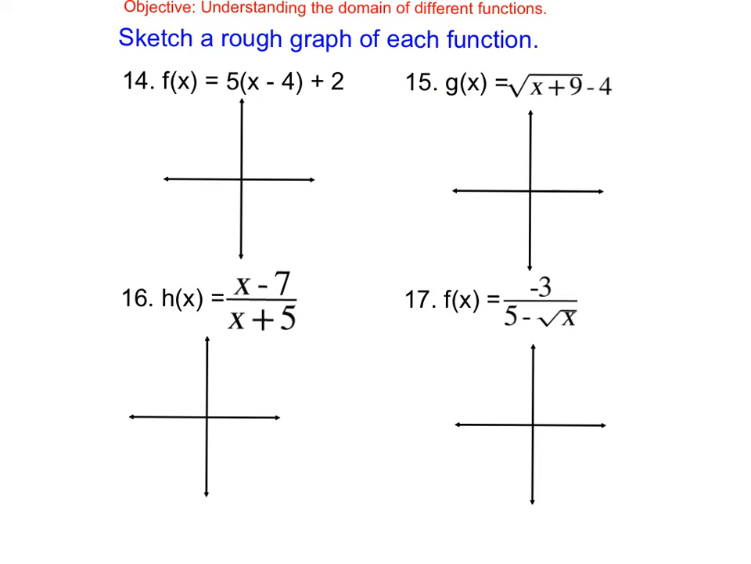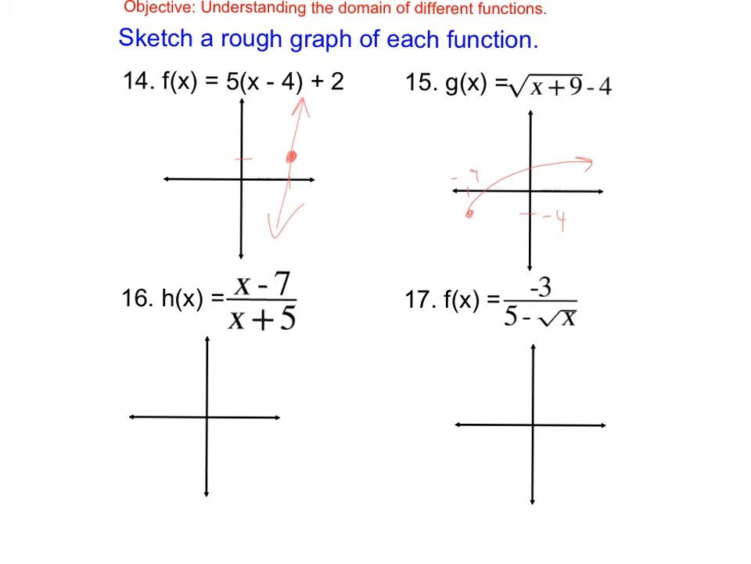All right, rough graph. So again, this is a line. We already found the domain and range of these. So 4, 2. There's my starting point, slope of 5. It's just a sketch. Don't go crazy with it. All right, my square root, -9, -4.